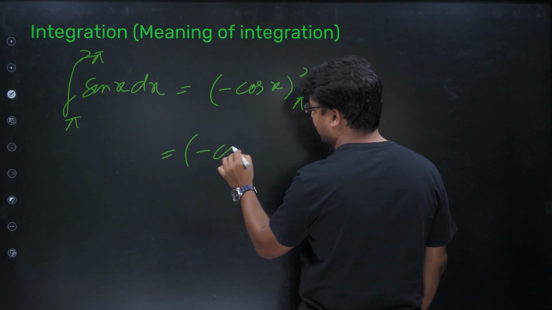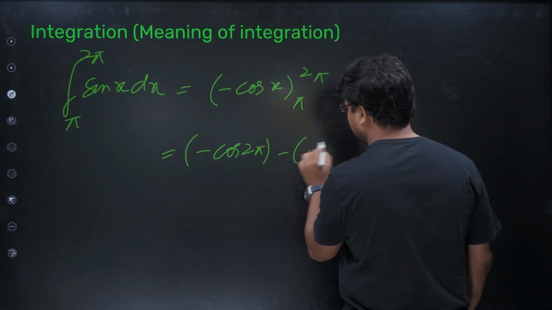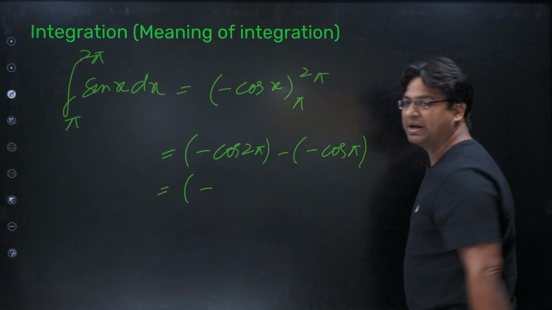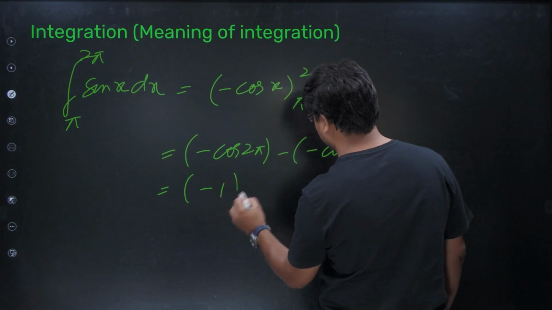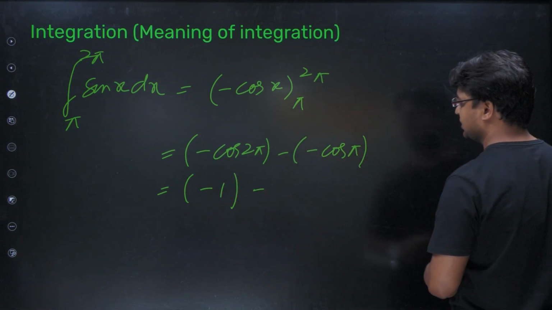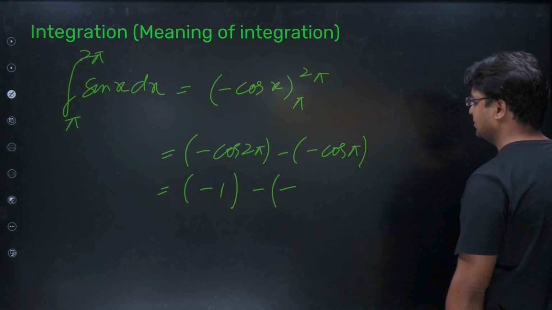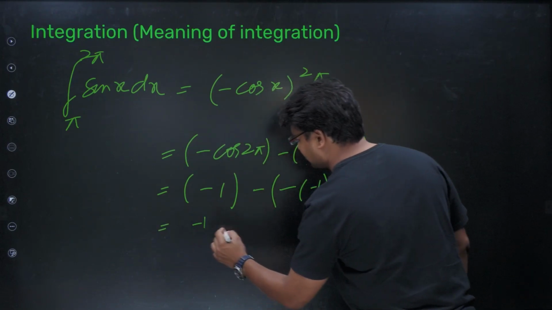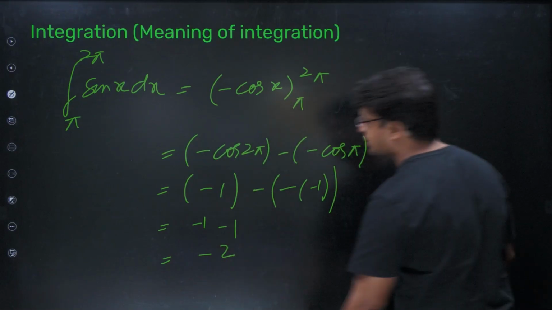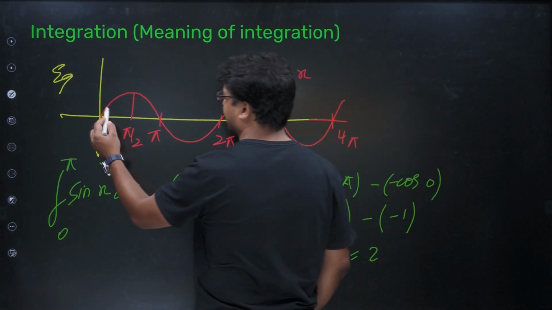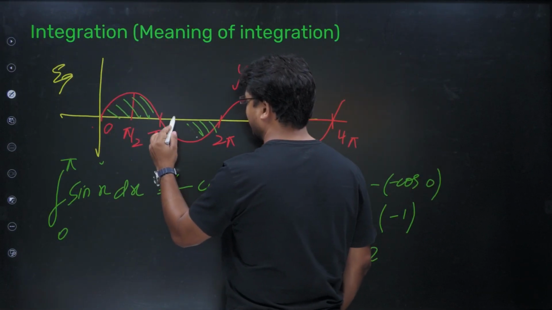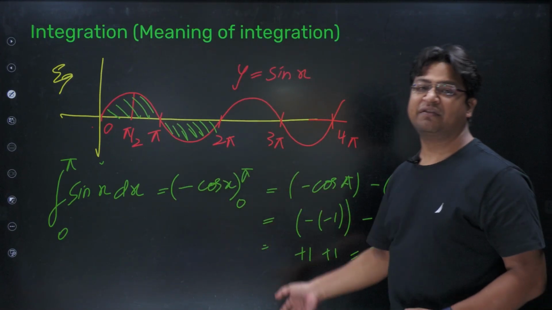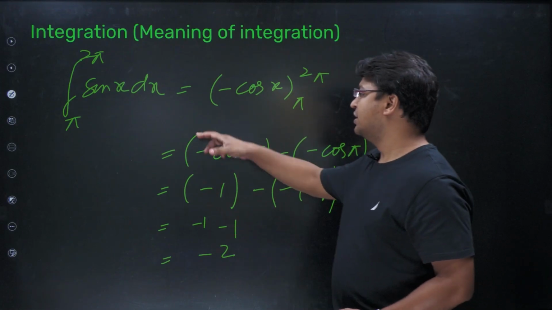So we will write minus cos 2 pi minus of minus cos pi. Cos 2 pi is the same as cos 0, which is 1. And then minus 1. So you get minus 1 minus 1, which is minus 2, which seems logical also. It does look like this area is the same as this area magnitude wise, but when we calculate, we get a negative value. Here we are getting a negative value because it was below the y-axis.